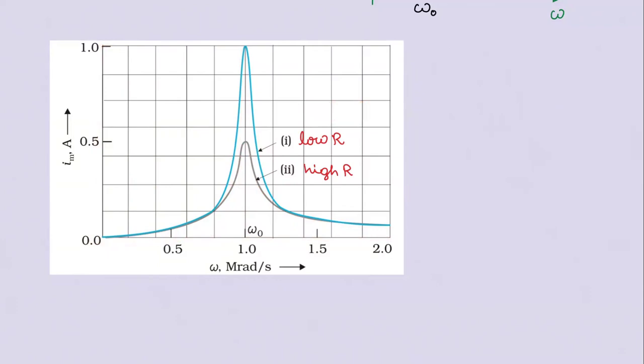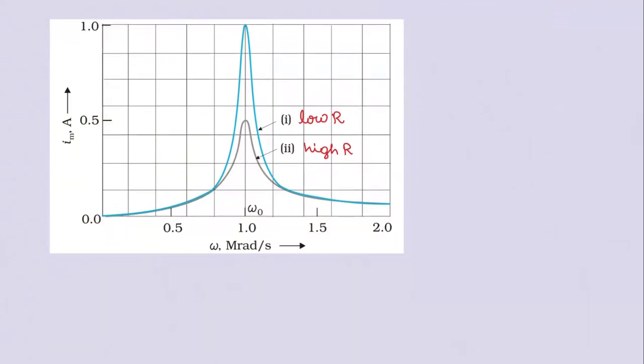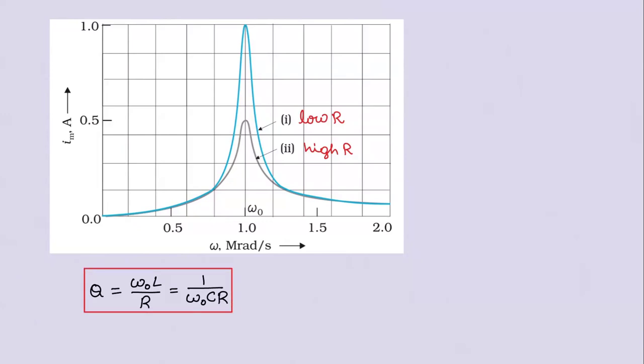There is one small thing called quality factor, Q factor, which is not in the syllabus. Just remember the formula. Q factor is equal to omega naught L by R, or you can write 1 by omega naught CR. Just remember the formula, but this is not in the syllabus of NCERT.